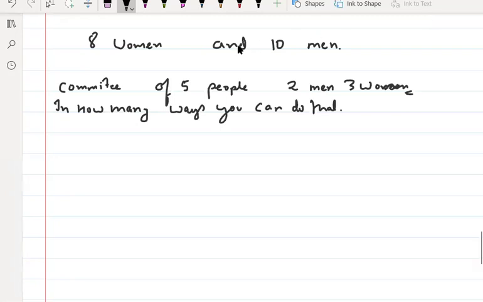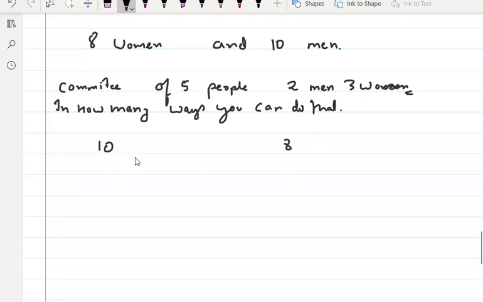Think about this. I'll just explain this for you. How many men do you have? 10 men, right? And how many women do you have? 8 women. Yes, Yashash, it's correct. Very good.